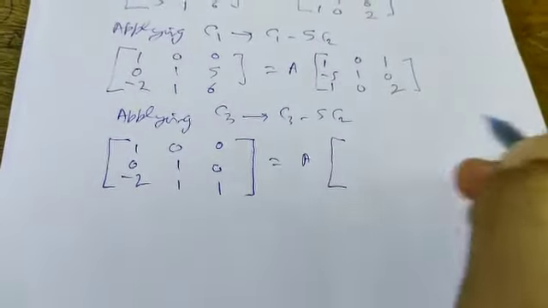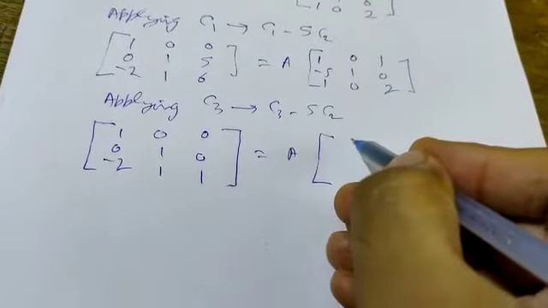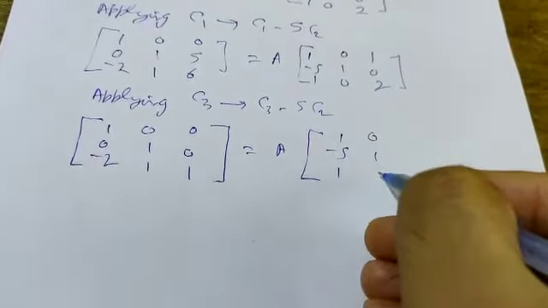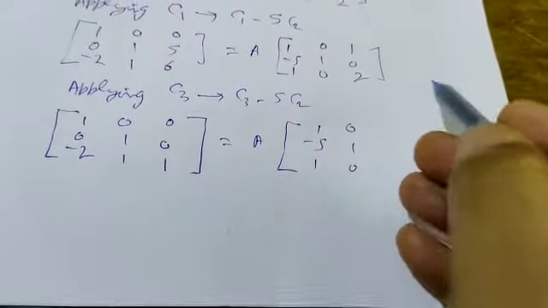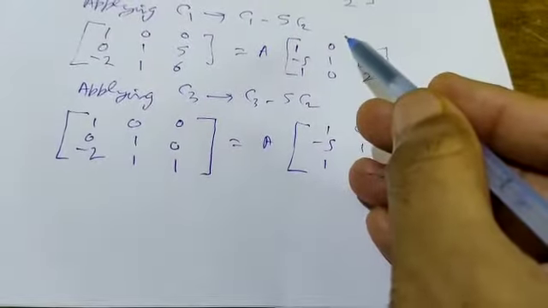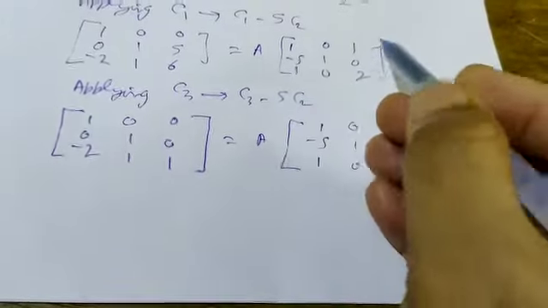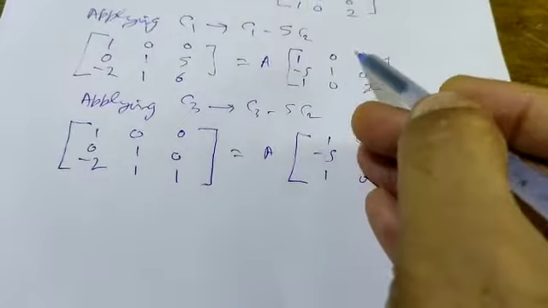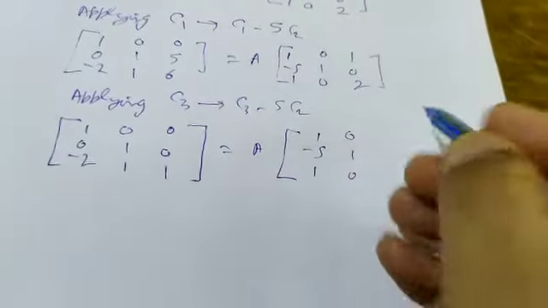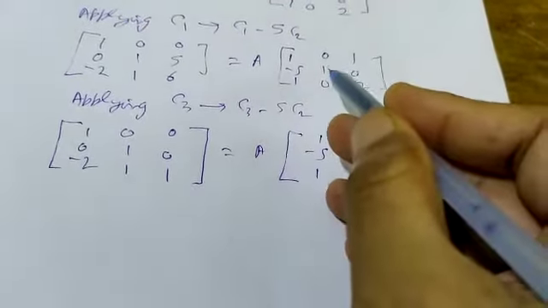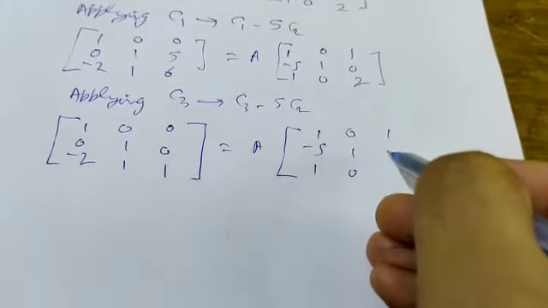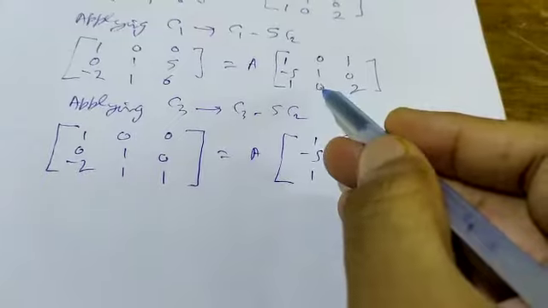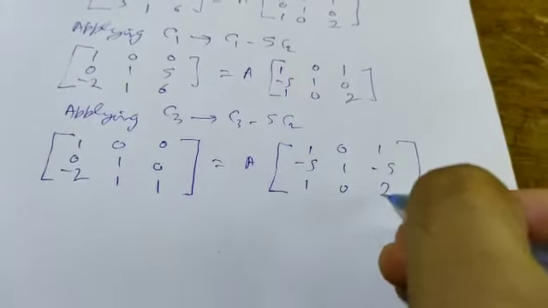Similarly we will do here. First two columns there will be no change, 1 minus 5 1, then 0 1 and 0. Then again in the same way, because here it is C3 minus 5 C2, from column 3 we have to subtract 5 times the elements of column 2. So 5 into 0 is 0, so there will be no change here, it will remain 1 only. Then 5 into 1 is 5, 0 minus 5 will become minus 5. And here also 5 into 0 is 0, so it will remain 2 only.